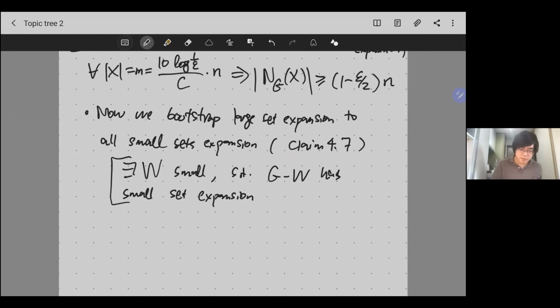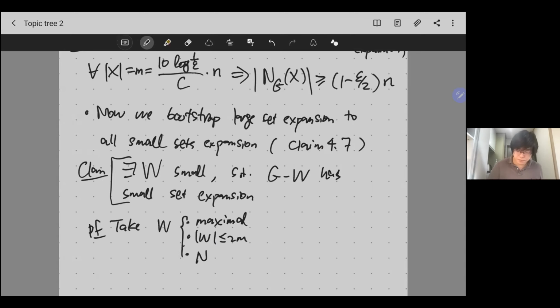What we do is a standard trick. Proof of this claim. Take W such that it's a maximal set under inclusion, such that W is at most 2m, and such that it does not expand well. To bootstrap it, basically we say that if the graph does not have small set expansion already, that means there is some small set that does not expand well. So let's grab one such set, call it W, and make it a maximal one.